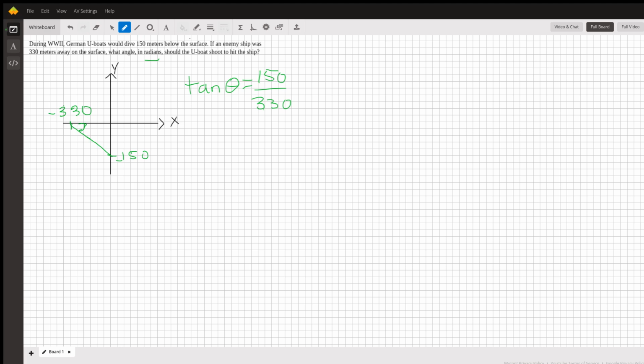So now in order to solve for theta, or what our angle is, we need to isolate theta. In order to do that, we need to multiply by tangent negative 1, which is the same thing as multiplying by 1 over tangent. So let's say tangent negative 1 times tangent negative 1, which would give us theta equals tangent negative 1 times 5 over 11.